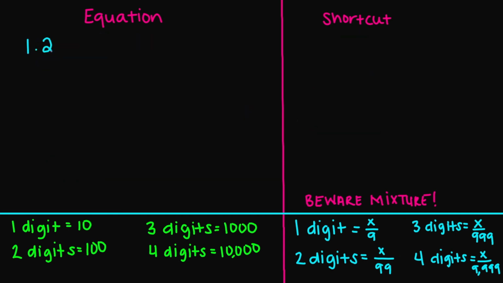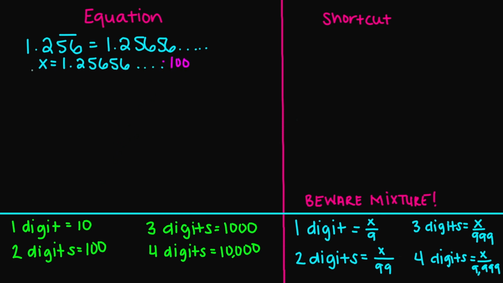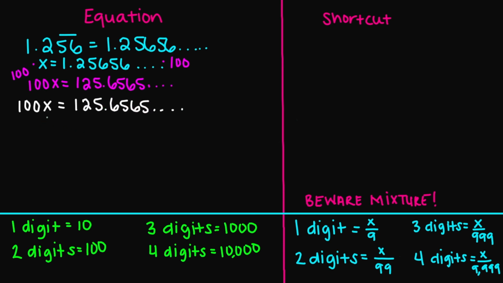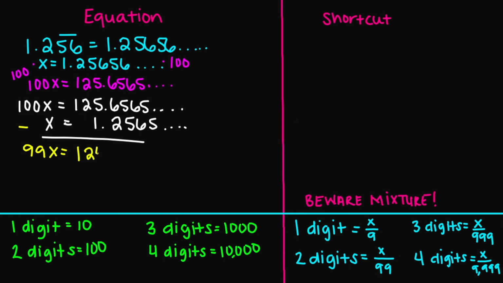Let's look at 1.256 repeating. I'm going to let x equal my 1.256 repeating. And since I have two digits that are being repeated, I'm going to multiply both sides of my equation by 100. So my left side here, we have 100x equals 125.6565 repeating. And I'm going to rewrite my equation so that my 100x is on top. So we have 100x here equals 125.6565 repeating. And then my x is going to be here at the bottom. So we have 1.2565 repeating. Now we're going to subtract. So my left side here, you're going to get 99x. And then on your right side here, when you subtract, you're going to get 124.4.